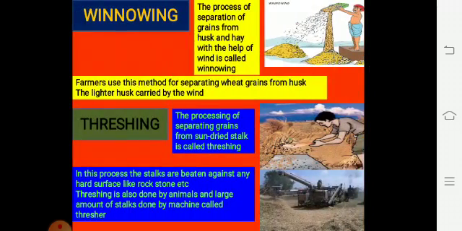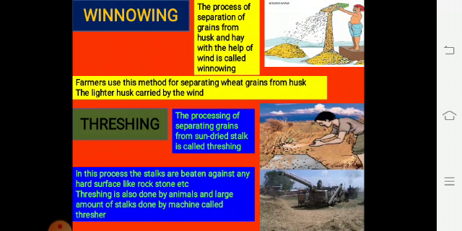Next is winnowing. Winnowing is the process of separating grains from the husk and hay with the help of wind. Generally farmers use this method for separating wheat grains from the husk. The lighter husk particles are carried away by the wind, and our wheat is separated from the husk or hay particles. This is called winnowing. Have a look at the picture.